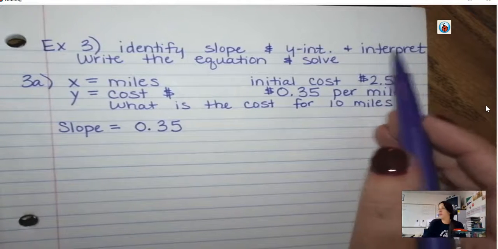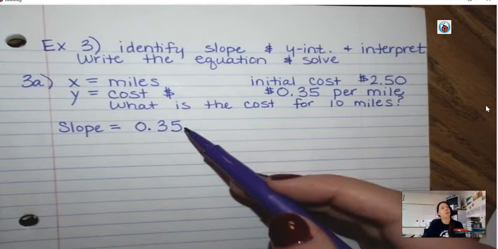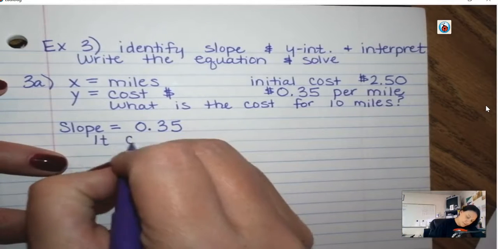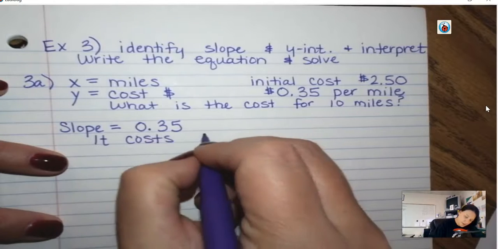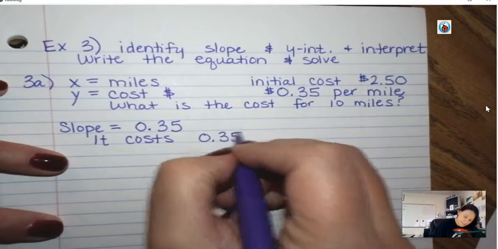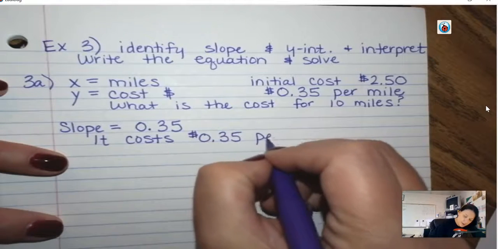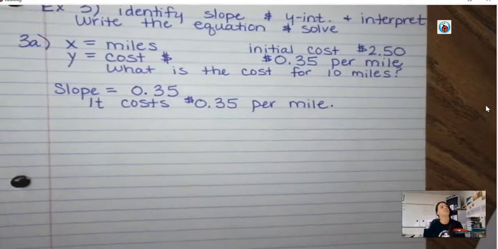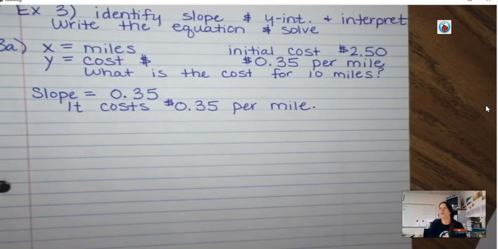We have to interpret that, so we have to write a sentence about what this 0.35 means. It means it costs 35 cents per mile. Each mile, you pay another 35 cents.